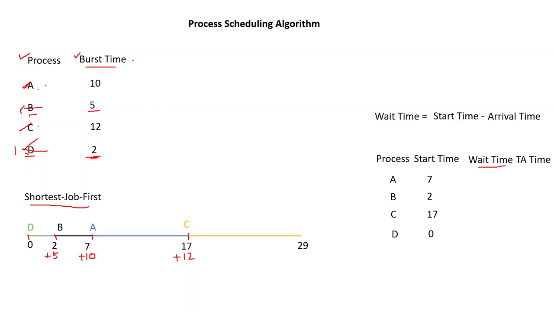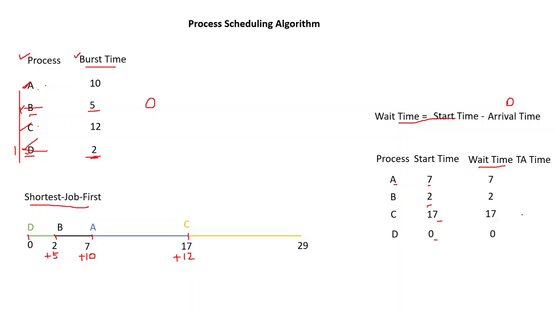Now, in this problem, we have not mentioned what the arrival times are. So, by default, we'll consider that all the 4 processes were submitted at the same time. That is, we consider that the arrival time of these processes was 0. So now effectively, wait time becomes equal to the start time. So the wait time of each process will be 7 for A, 2 for B, 17 for C, and 0 for D.